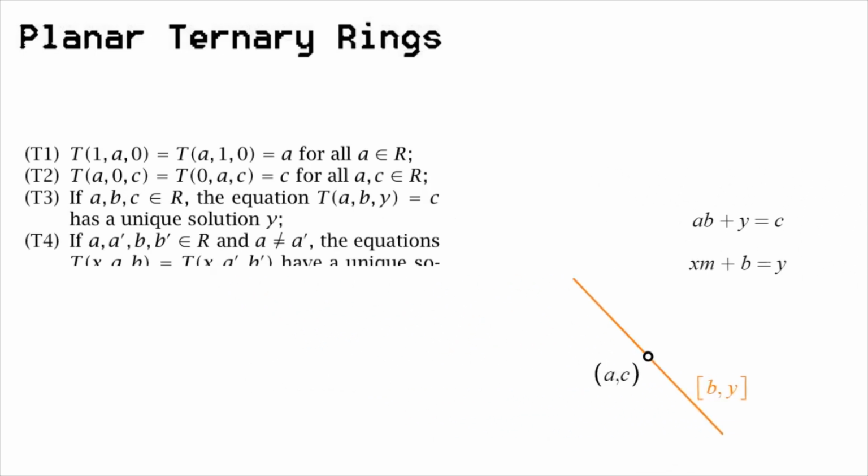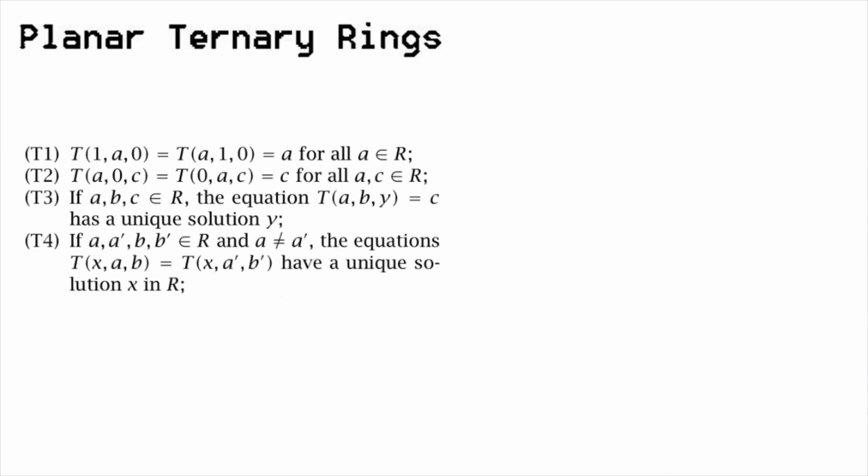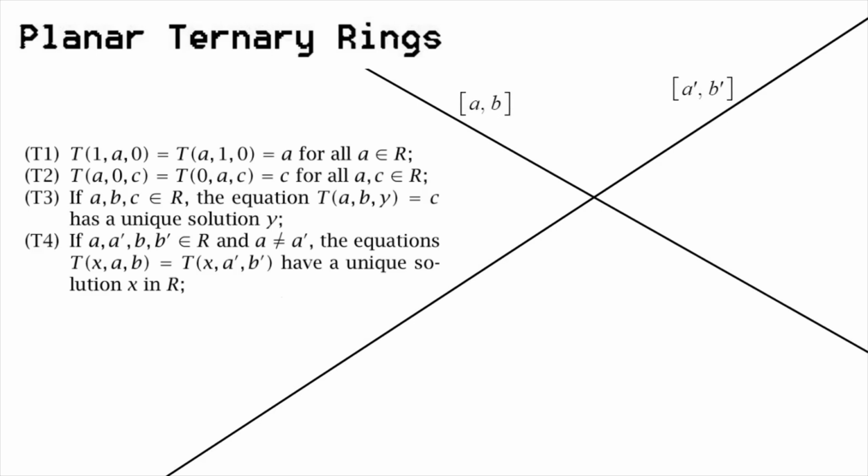The fourth axiom says, for all a', b, and b' in R, where a and a' are different, the equation T(x, a, b) equals T(x, a', b') has a unique solution x. In the real numbers, this is also something we've already seen. 2 lines, bracket ab and bracket a'b', with different slopes, intersect at a unique point (x, xa plus b). We even found a formula for x earlier. With these new letters, we get x equals (b' − b)/(a − a').